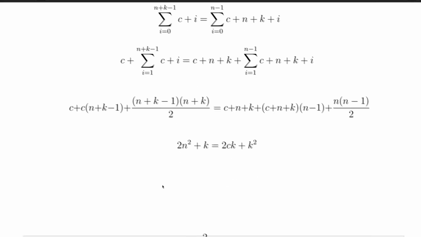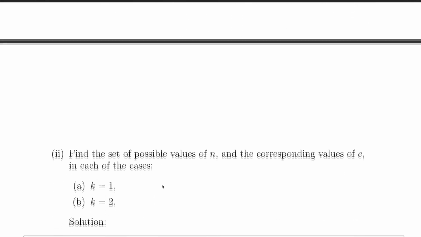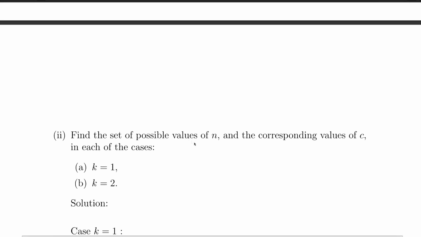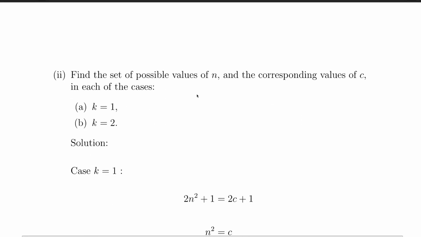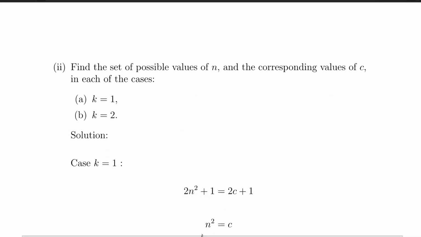Yeah, so let's move on to the next part. Find the set of possible values of n and the corresponding values of c in each of the cases where k equals 1 and k equals 2. Well, when we plug in k equals 1 in here, we get this, and we simplify it down to n squared is equal to c.